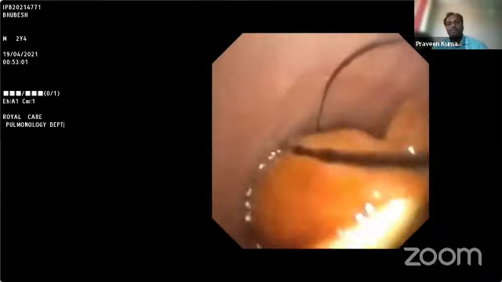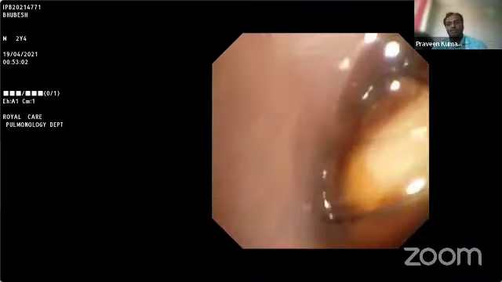Again, they are going with the basket. We can see the foreign body just in the main trachea. They're putting the basket all around. They're catching it.